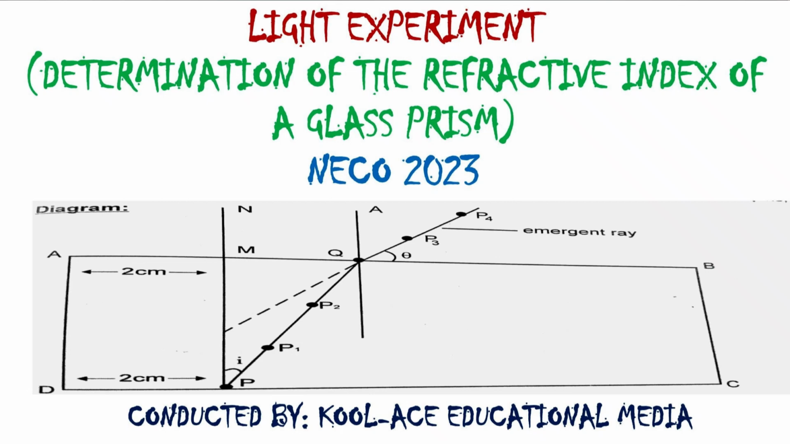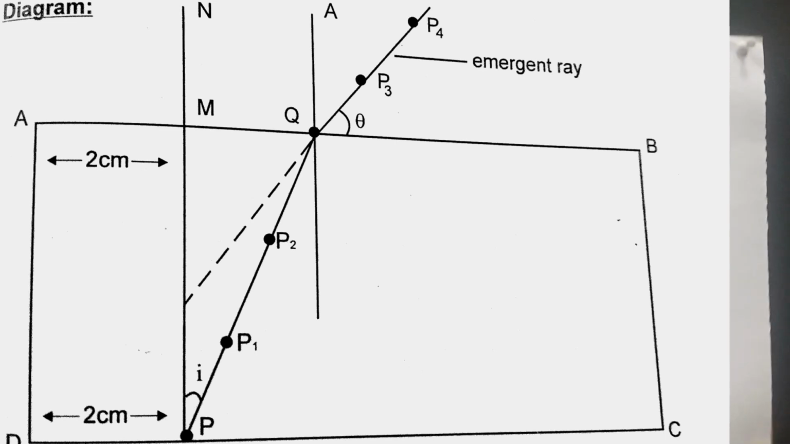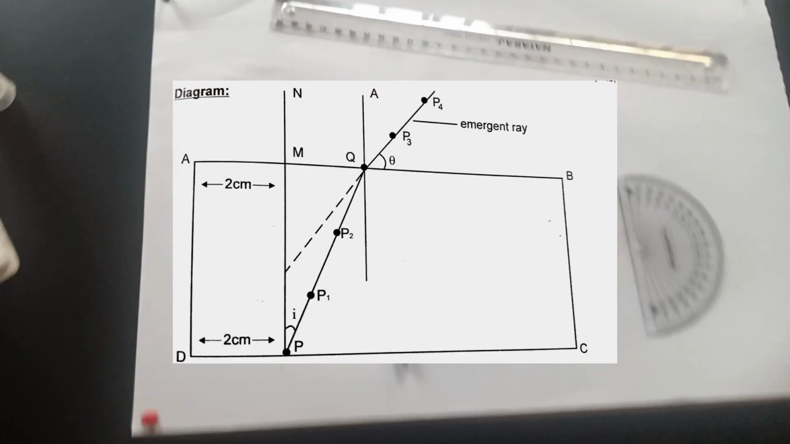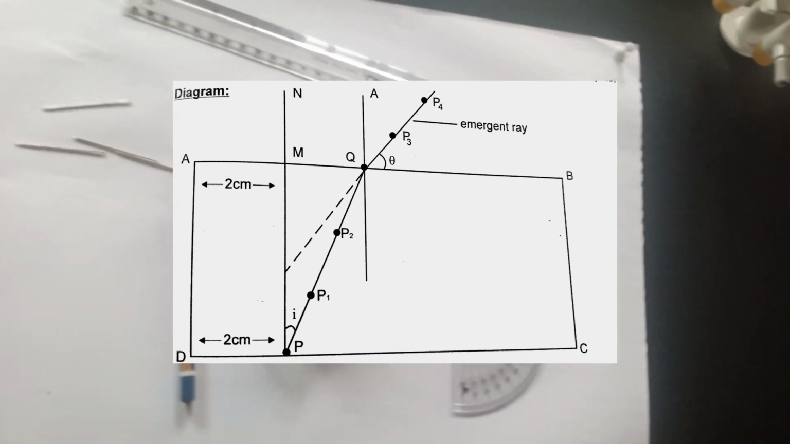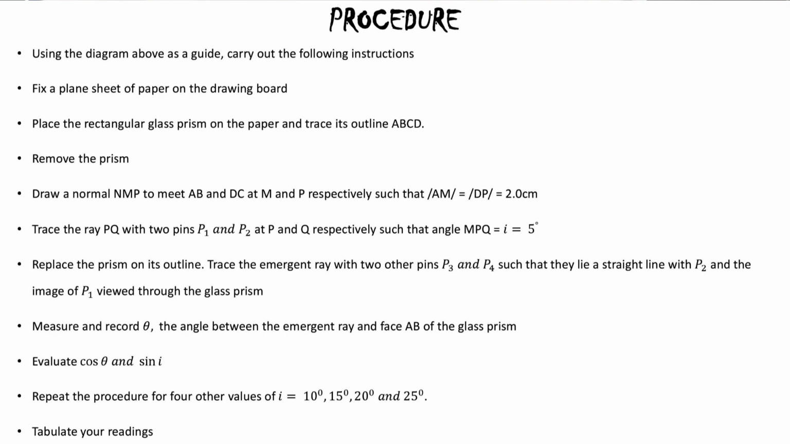Hello guys, you're welcome to our practical class again. In this practical the drawing and the procedure is on your screen already, and we are going to be determining the refractive index of a glass prism. Here we have a rectangular glass block and we're going to be determining its refractive index.